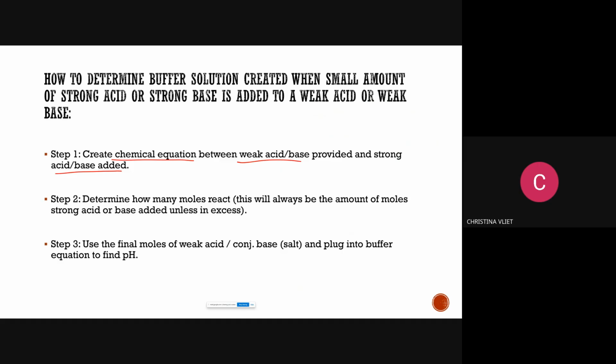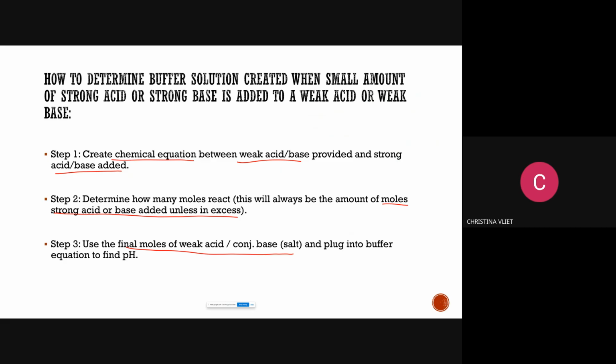Determine how many moles react. You choose how you want to do that. If you want to go the traditional method and do stoichiometry, feel free. I'm now going to show you with the new method because it is easier once you understand it. And this is going to be the amount of moles of strong acid or strong base added, unless the strong acid or strong base is in excess. And if it is in excess, then you don't have a buffer. It won't be a buffer. It'd be something else. And then use the final moles of both your weak acid and your conjugate base. Plug into one of your buffer equations. You find your pH from there.